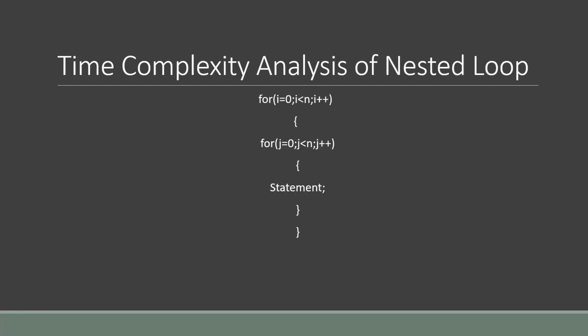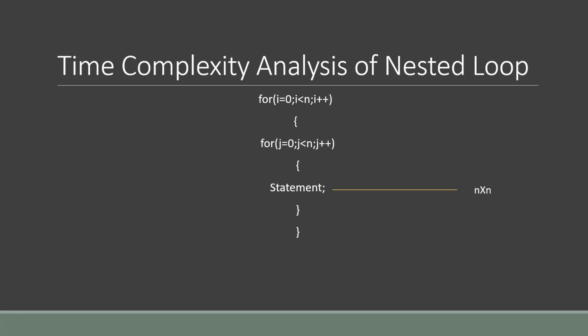Let's consider a nested loop. Here there are two loops. One is the outer loop, which is controlled by the variable i. The other is the inner loop, which is controlled by the variable j. The outer loop goes from 0 to n. The inner loop also goes from 0 to n. The statement will execute n into n times. Let me explain why. For every value of i, j will rotate n times.